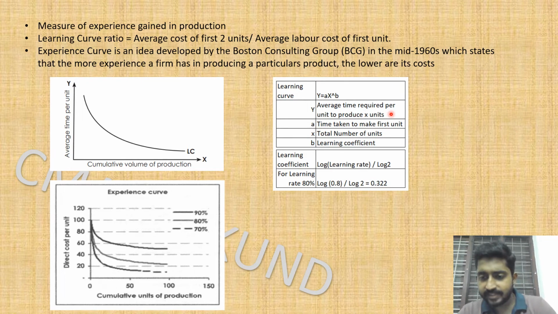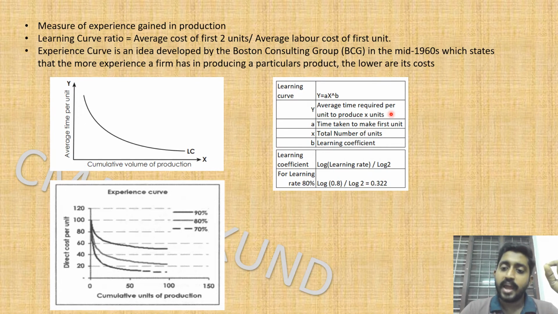Let me give an example. For the first unit, you are taking 10 minutes, and for the second unit you are taking 8 minutes. So what is the average time per unit? 10 plus 8 is 18 minutes. 18 minutes divided by the 2 units you have produced, so 9 minutes per unit is the average time per unit. So this is called average time per unit.